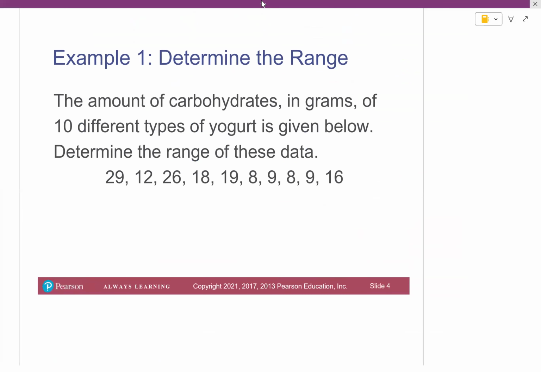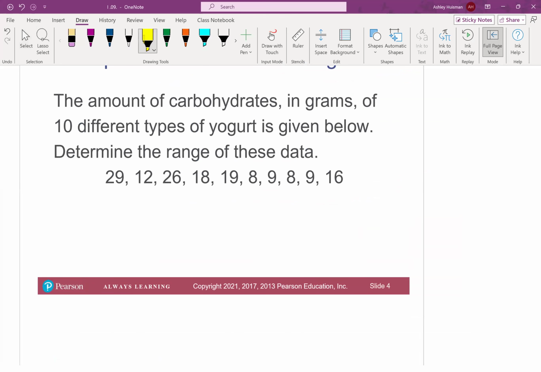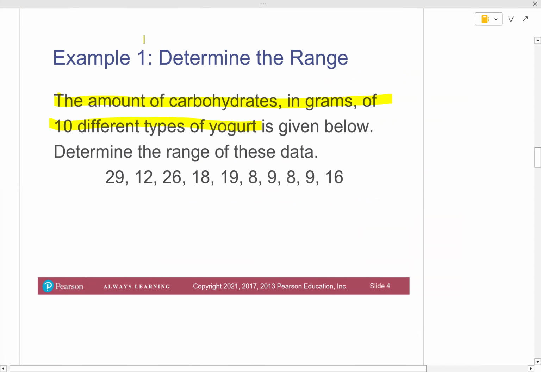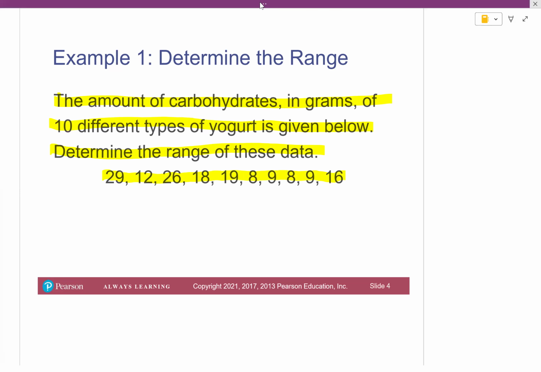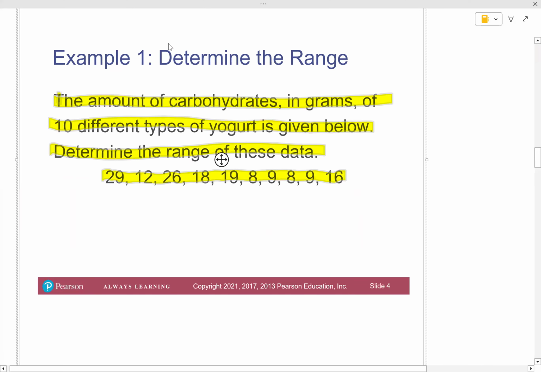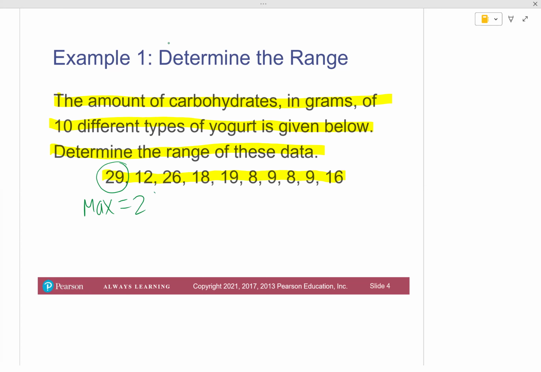Let's determine the range of this data set. The amount of carbohydrates in grams of 10 different types of yogurt is given below. Determine the range of these data. So you have 29, 12, 26, 18, 19, 8, 9, 8 again, 9 again, 16. They're not in order, of course. I just have to search for the largest and the smallest. This looks like the maximum. The maximum is 29. It happened to be on the left, but of course it could have been anywhere. I just have to scan through all these data values. And I think the smallest is 8. And 8 occurs twice, but that's fine. I think that's the smallest, right?